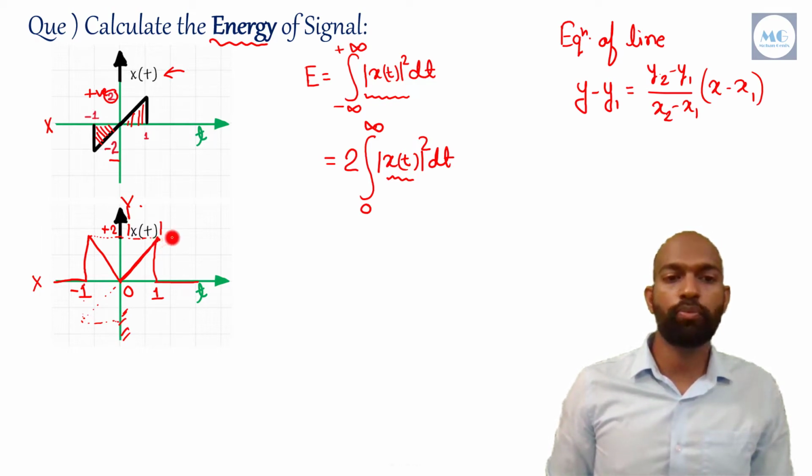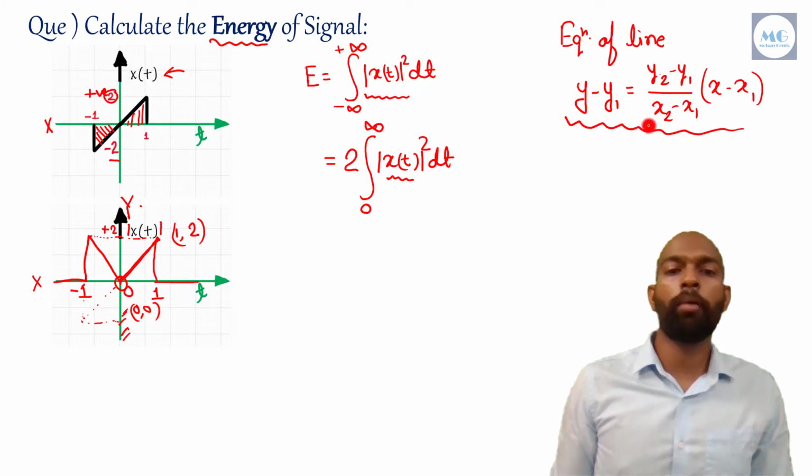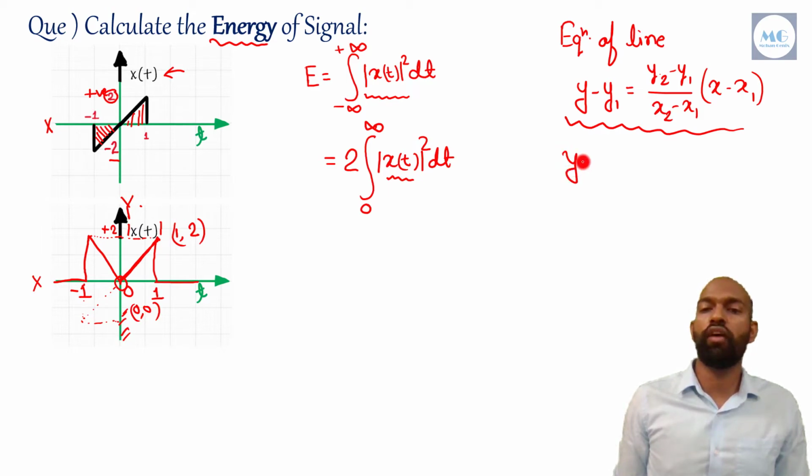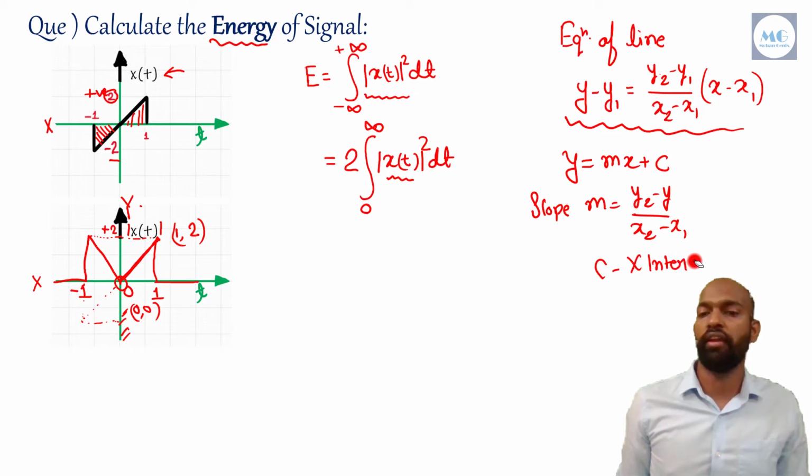We can easily see this point is (1, 2). 1 is along the x-axis, 2 is along the y-axis, and this point is (0, 0). So by this formula also we can get the equation of the line. One more equation of the line is y is equal to mx plus c, where m is (y2 minus y1) by (x2 minus x1). This m is also called the slope of the line, and this c is the intercept of the line.